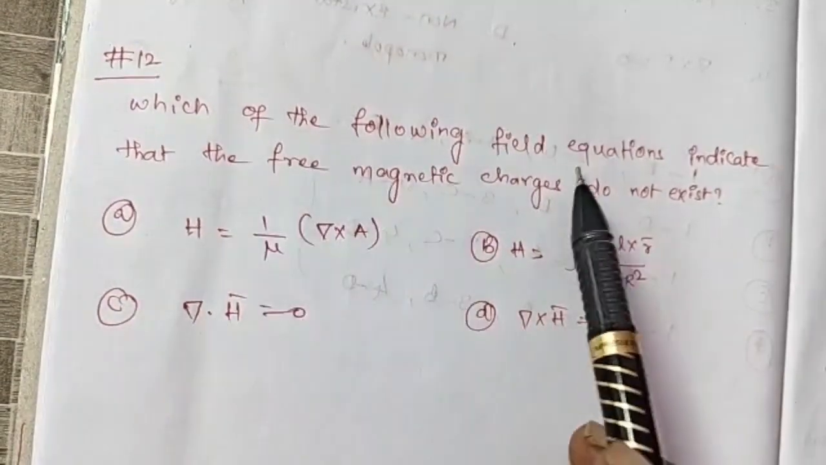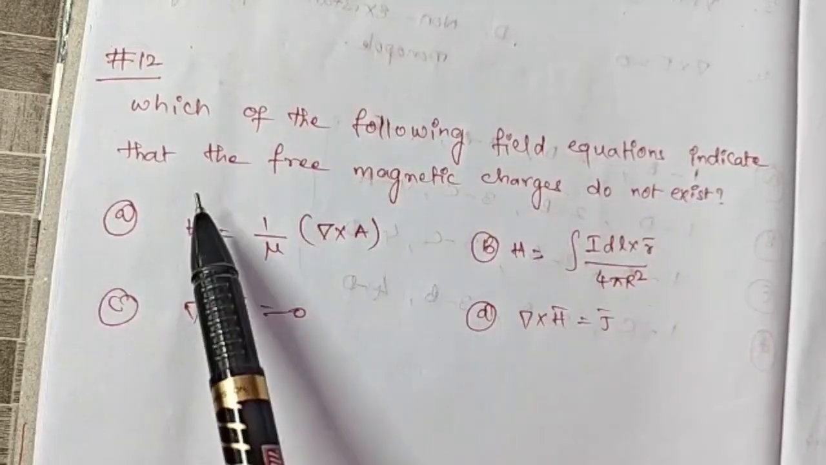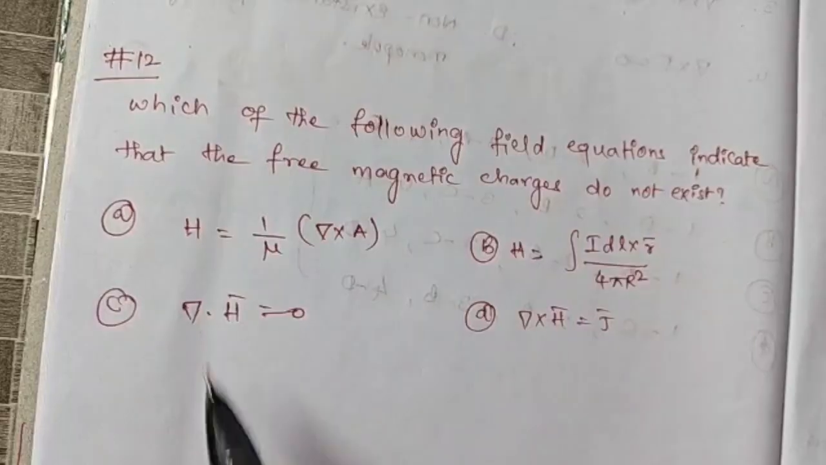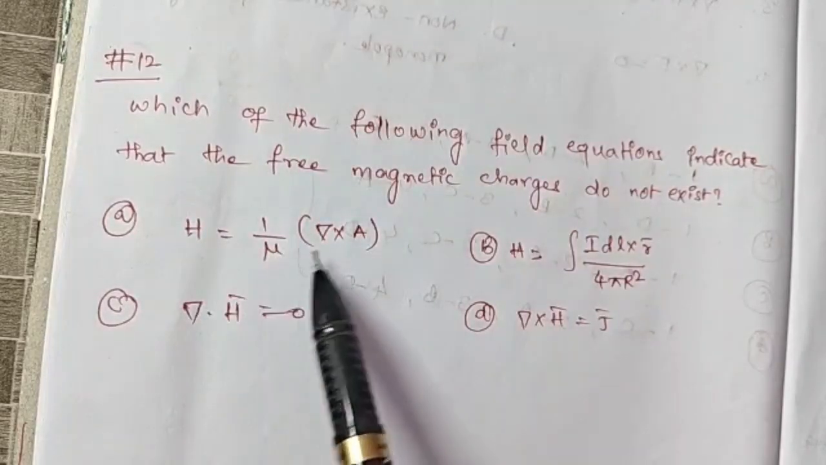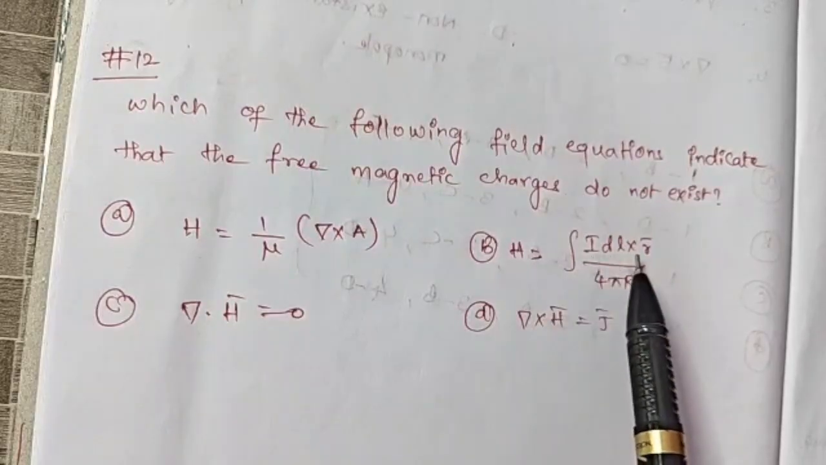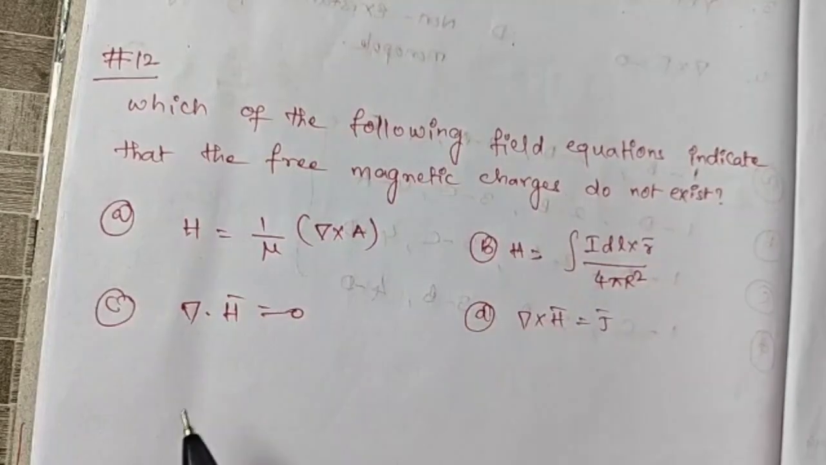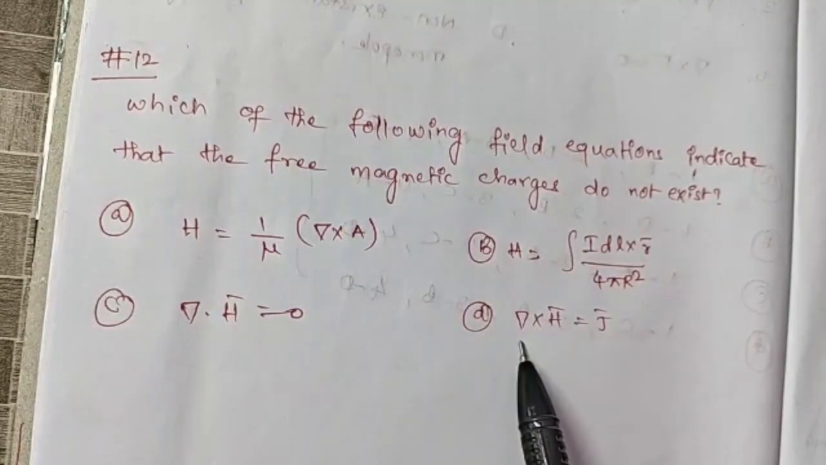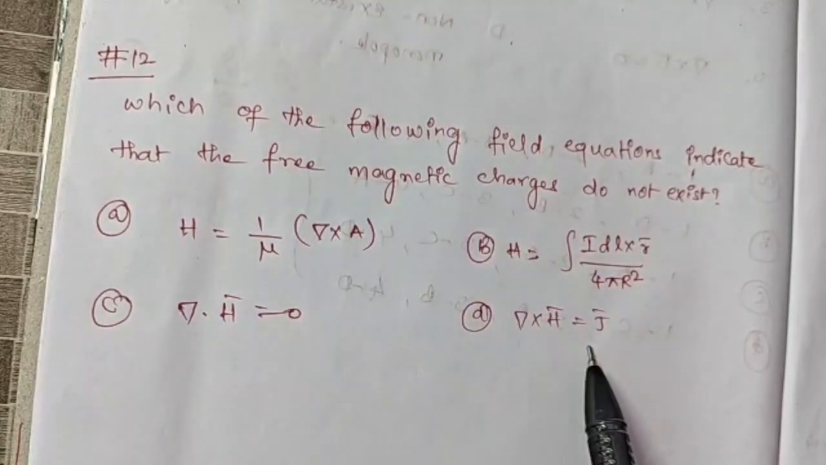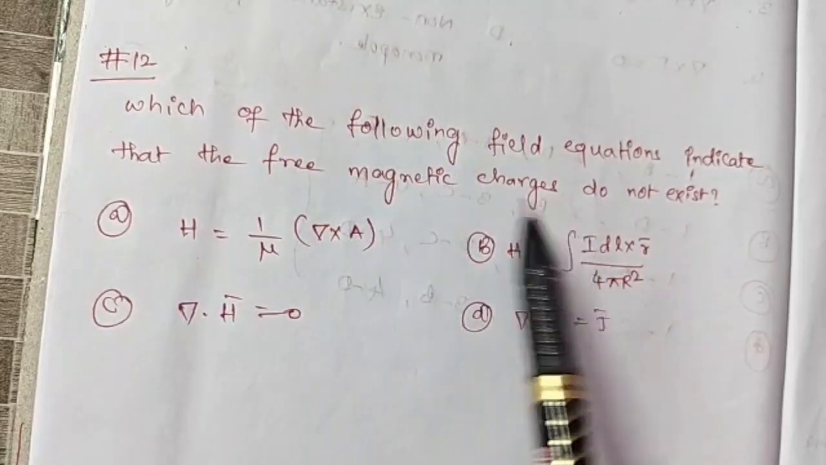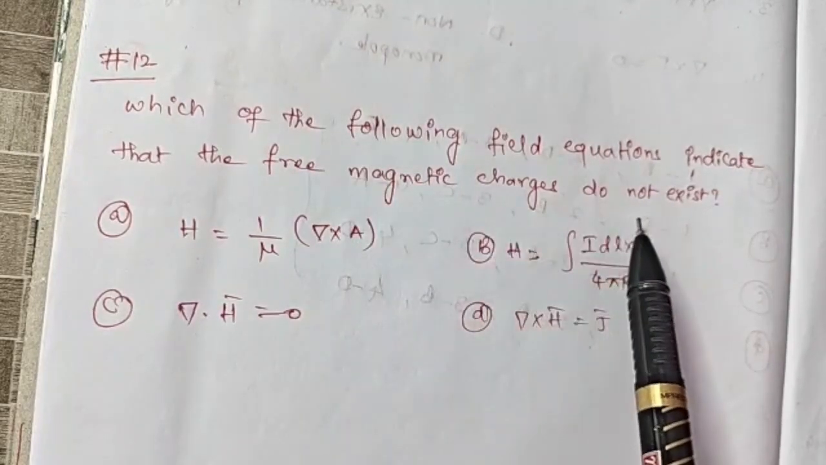Which of the following field equations indicates that the free magnetic charges do not exist? Option A is H bar is equal to 1 by mu del cross A. Option B is H is equal to line integral I dL cross R bar by 4 pi R square. Option C is del dot H equal to 0. Option D is del cross H equal to J. Right? What is it asking? Free magnetic charge does not exist.